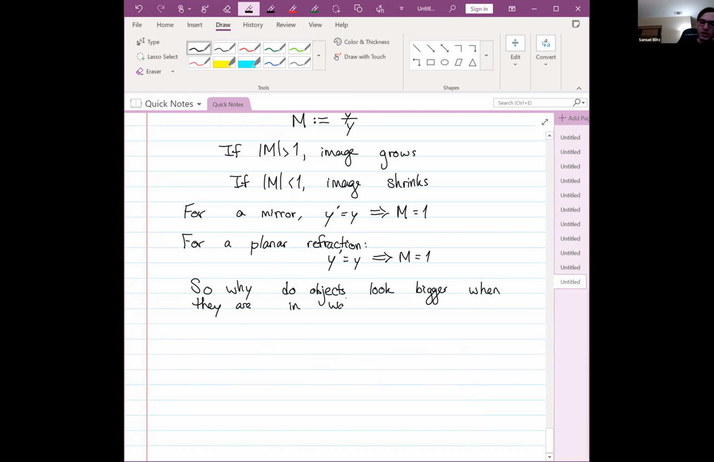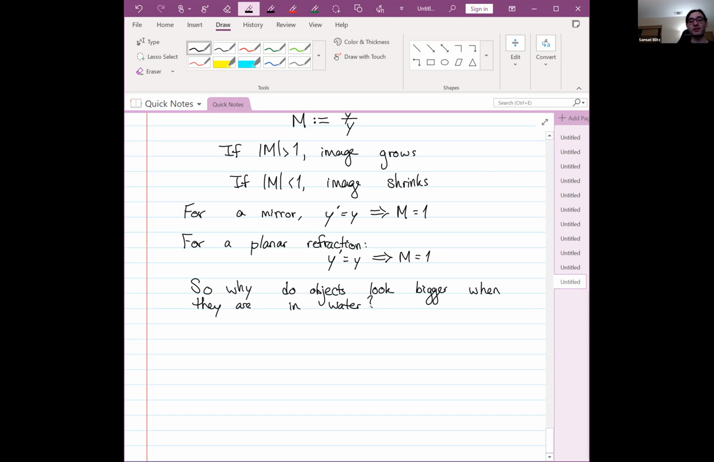Now, to be clear, if you're in the water with it, then it's not going to look bigger, because there's no change in index of refraction. There's no actual optical device. But if you're outside the water and you're looking at something in the water, that thing will look bigger. You guys should all be familiar with this.